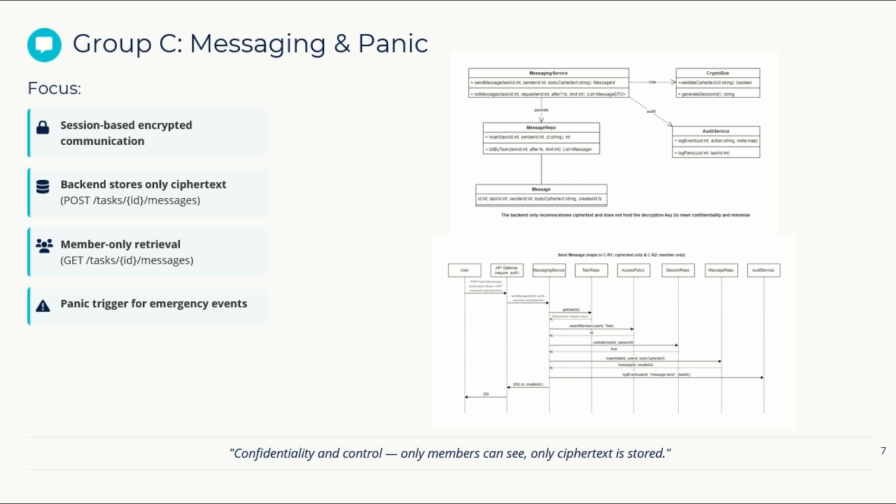On the backend, the message service verifies the user's token, confirms task membership, and logs each message event in the audit service. We also developed a panic button, which immediately records an emergency alert as a panic event in the audit log for admin review. These satisfy 2 key privacy requirements: CR1 ciphertext-only message storage, CR2 member-only message access.